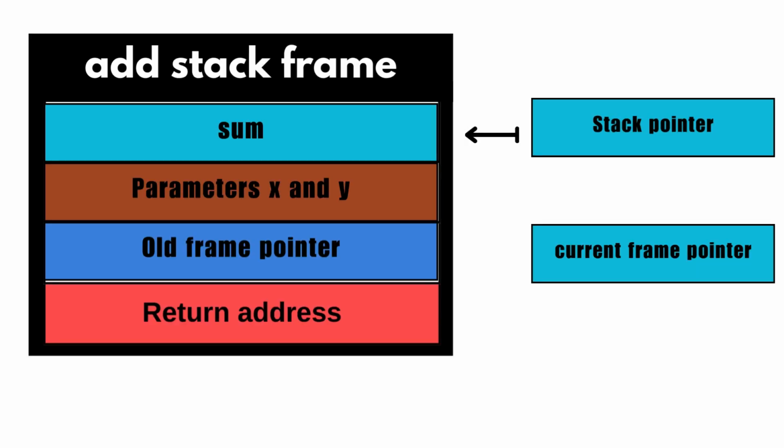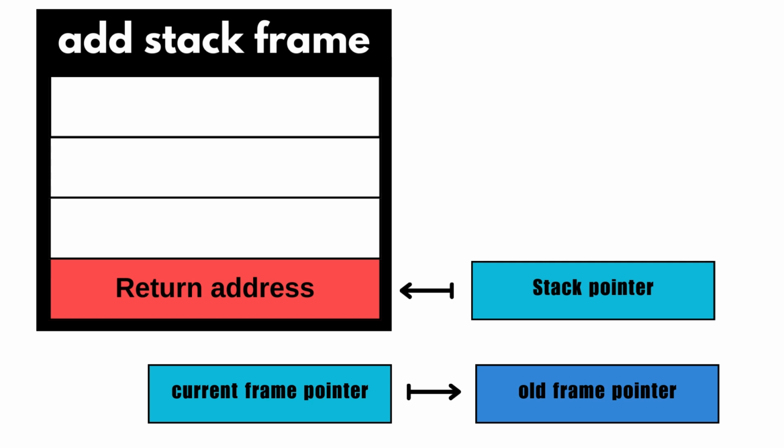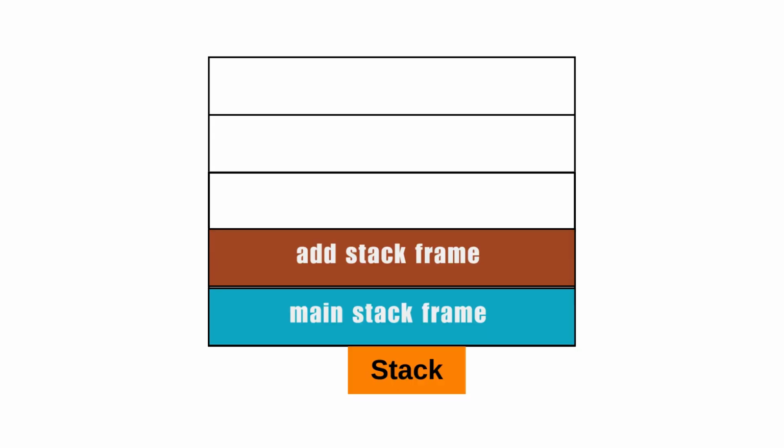To return control back to main from the add function, the stack pointer is adjusted to point to the current frame pointer. Now the stack pointer points to the old frame pointer on the stack. Next, the old frame pointer is popped and is assigned as the new current frame pointer. This means that main is now the active stack frame. After that, the top of the stack, which is the return address, is popped. The CPU jumps to the return address for main, allowing main to continue from where it left off.